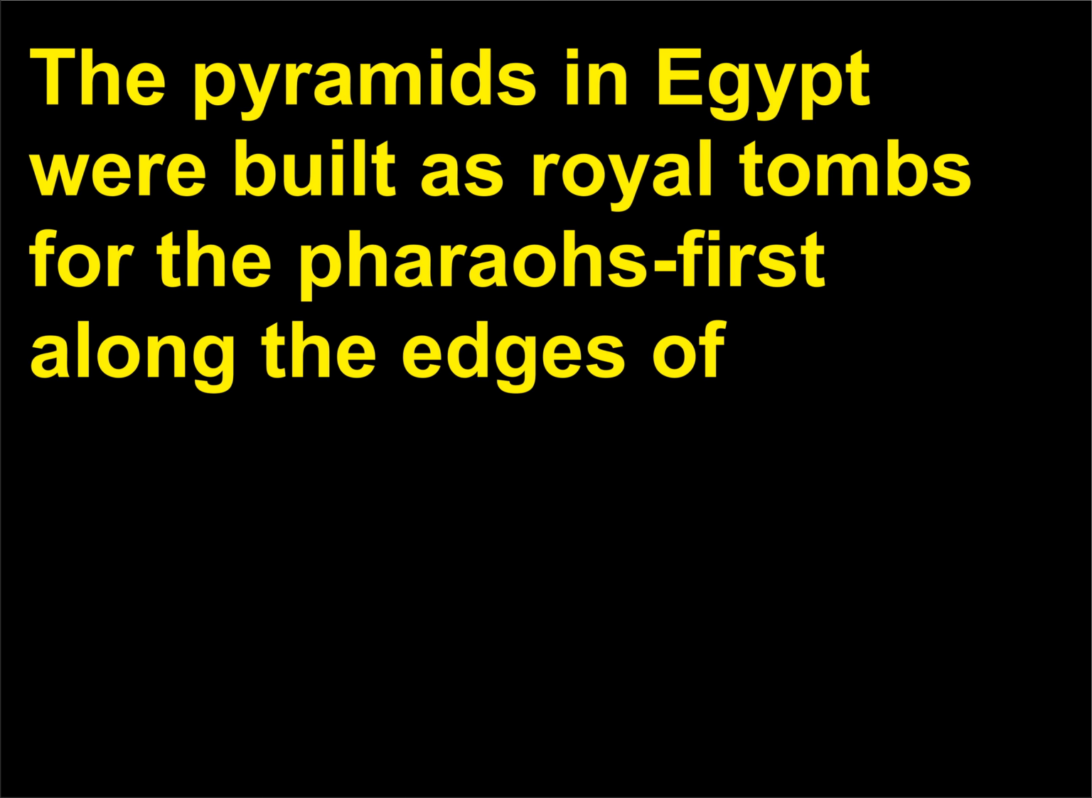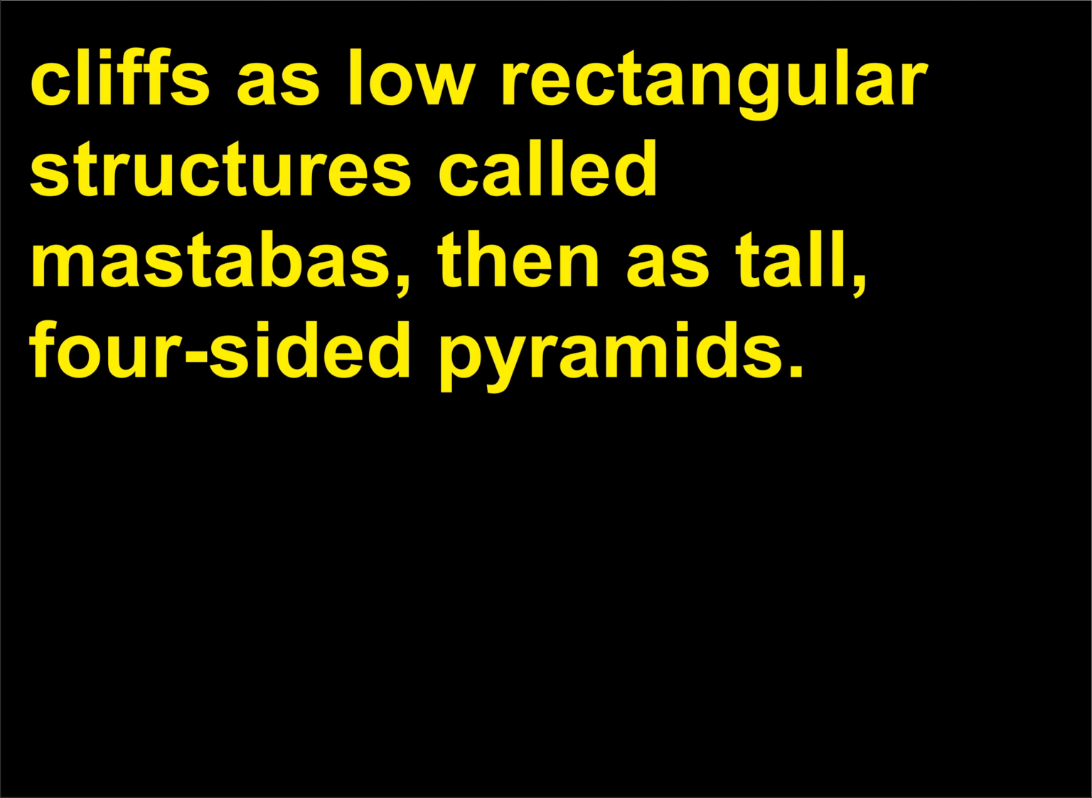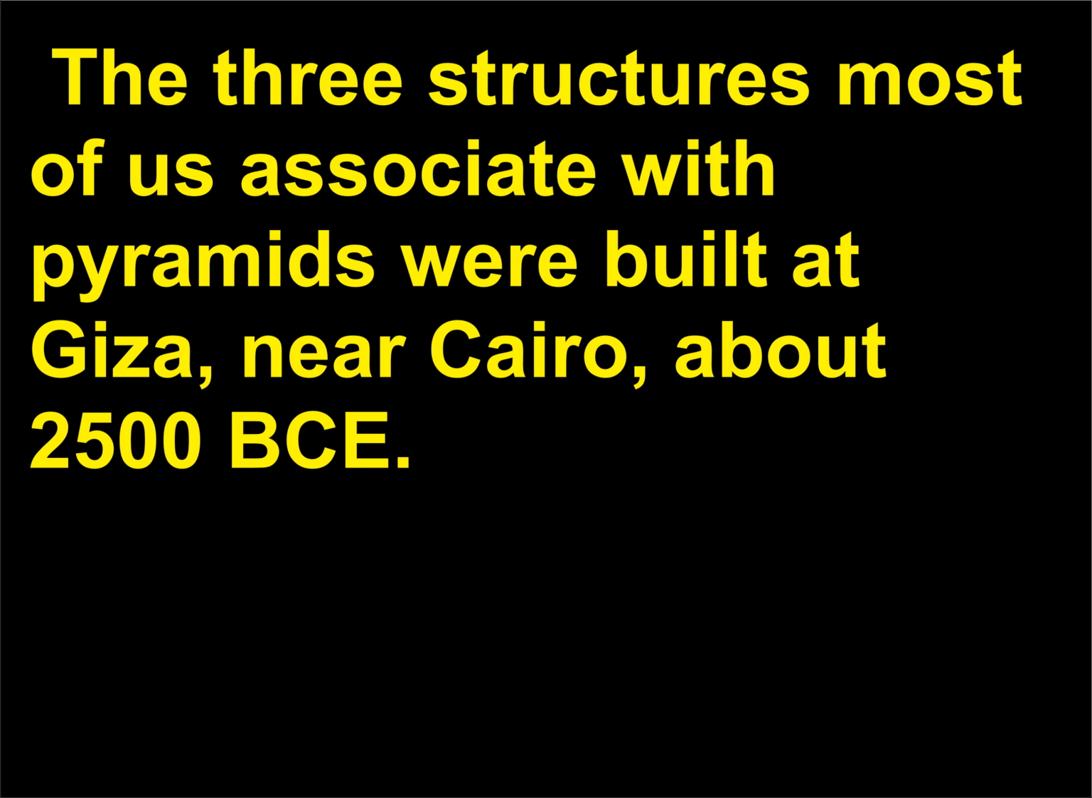The pyramids in Egypt were built as royal tombs for the pharaohs, first along the edges of cliffs as low rectangular structures called mastabas, then as tall, four-sided pyramids. The three structures most of us associate with pyramids were built at Giza, near Cairo, about 2500 BCE.